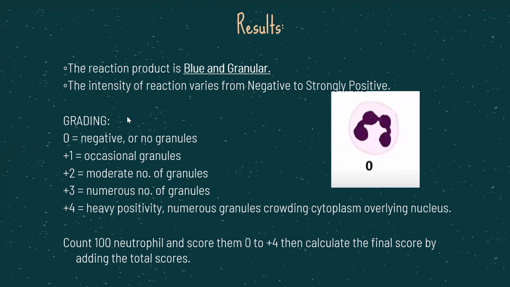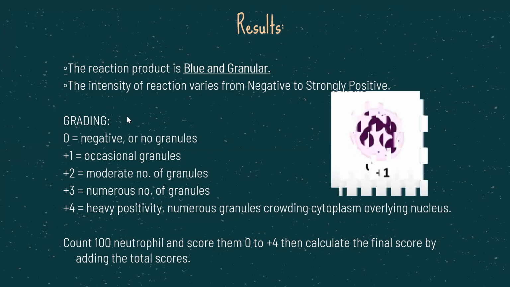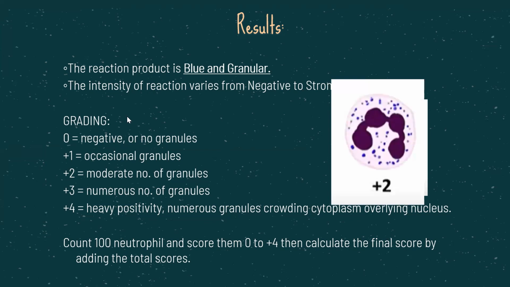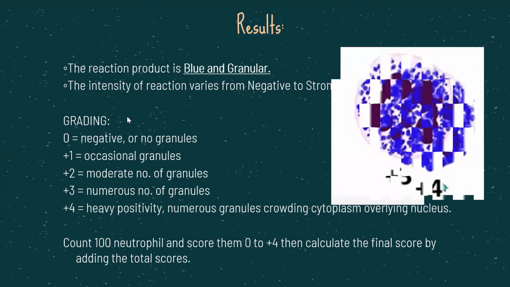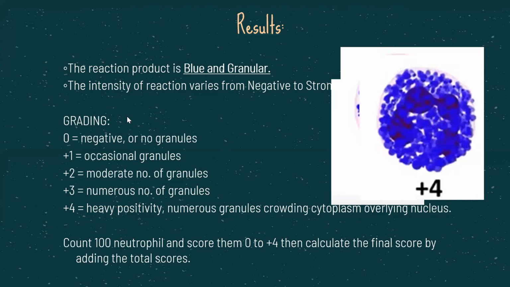Okay. So, ito, 0. Okay. So, walang granules. So, that's 0. Konti lang yung granules, plus 1, occasional granules, plus 2, plus 3, and then plus 4. Sobrang dami na ng granules. Okay, so doon mo siya i-differentiate.